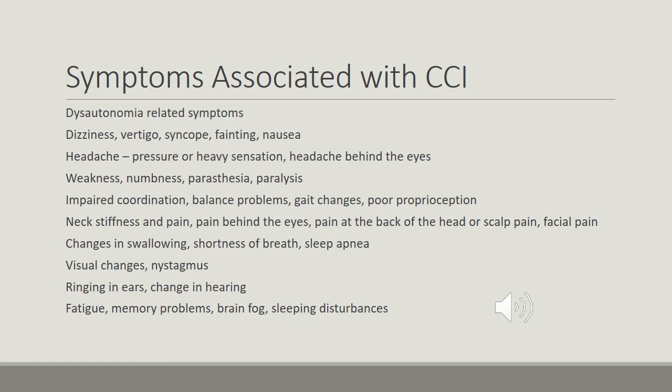Changes in swallowing, shortness of breath, sleep apnea, visual changes, nystagmus, a ringing in the ears, or a change in hearing, especially a sudden change. And as I mentioned before, we have the brain fog coupled with fatigue, general memory problems, or sleeping disturbances. So that's pretty exhausting.